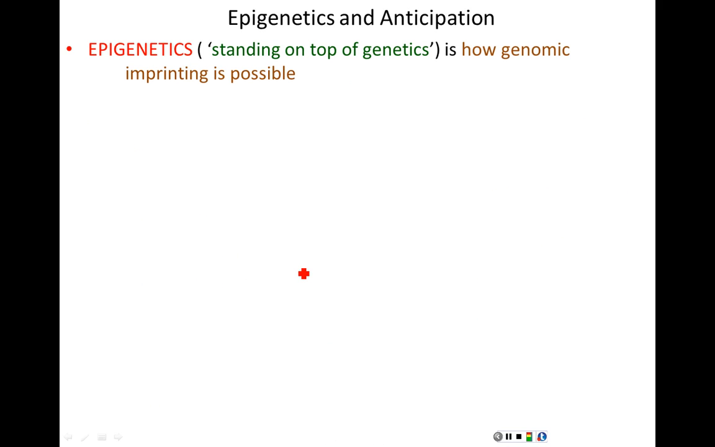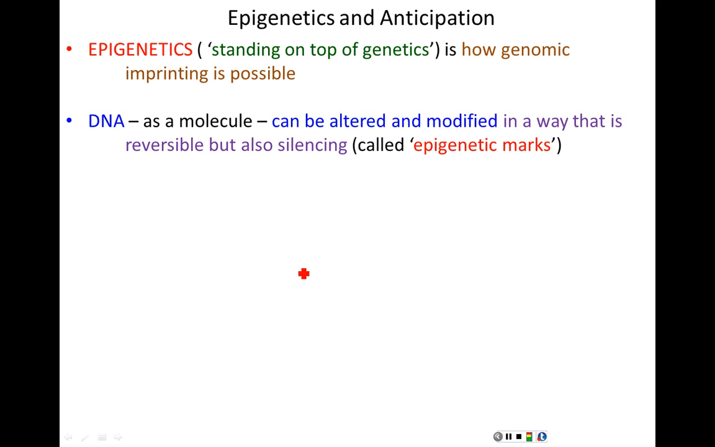Epigenetics is this idea of standing on top of genetics or trumping the inheritance patterns, something that affects the inheritance of a trait and the manifestation of a trait even more than the DNA and the genome. Epigenetics is what explains genomic imprinting. DNA is a molecule, and as a molecule it can be altered or modified in ways that are reversible. So yes, something can be done and then undone, but also silencing. We call these epigenetic marks. And when we say silencing, we mean that DNA is wrapped up so tightly that it becomes virtually inaccessible. And because it's inaccessible, you don't express that gene.